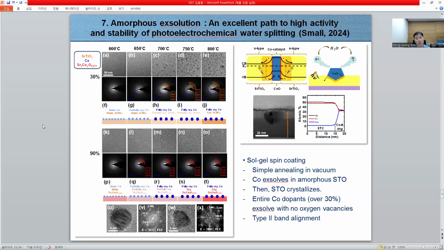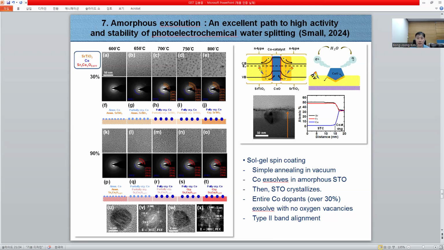For this, we spin-coated a one-part solution of cobalt-doped strontium titanium oxide on the substrate. Then the film was annealed in a vacuum chamber or TEM with increasing temperature. In situ TEM allowed us to observe that the entire doped cobalt atoms are exsolved in the amorphous strontium titanium oxide film from 600 degrees C to 700 degrees C, followed by crystallization of the strontium titanium oxide matrix film at 800 degrees C, as indicated by the diffraction data.